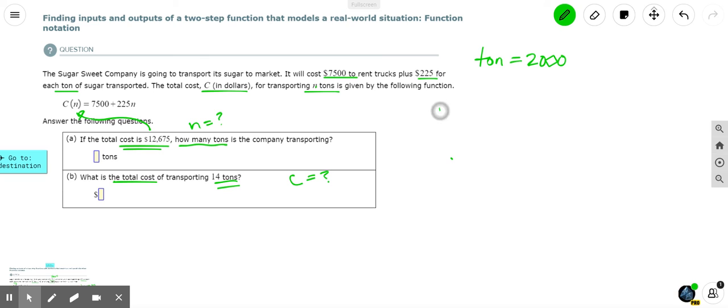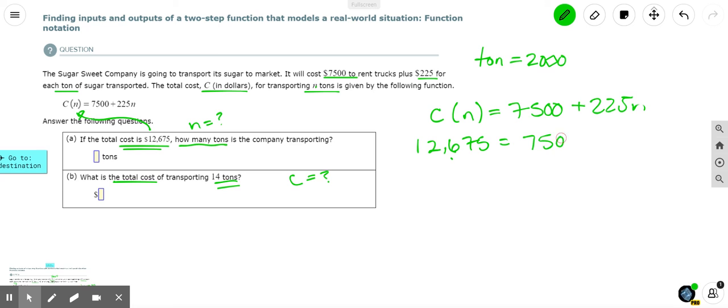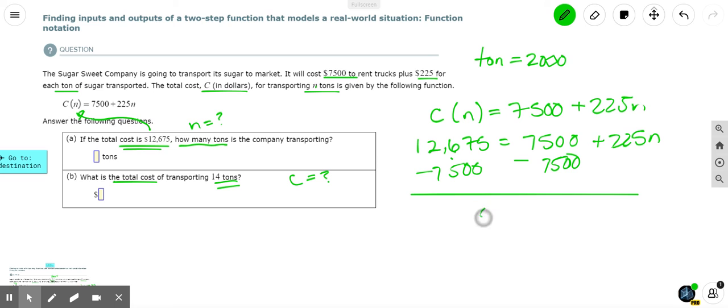Okay, so what you do, write your equation, and then just substitute in. The first one, we have to substitute for the cost. So we substitute it on this side. Subtract 7,500 from both sides, and we get 5,175 equals 225N. Divide both sides by 225.